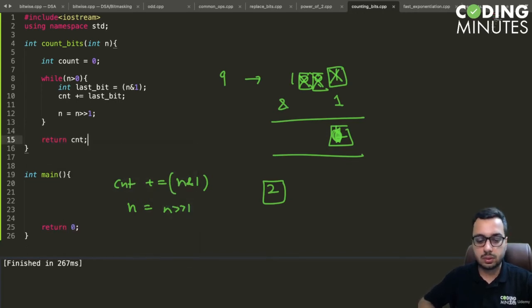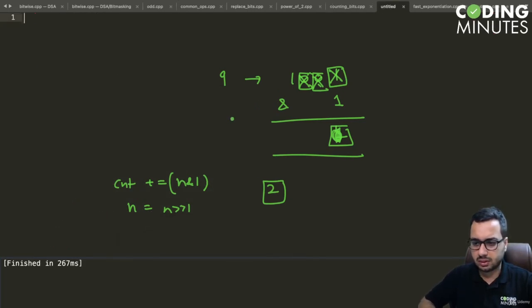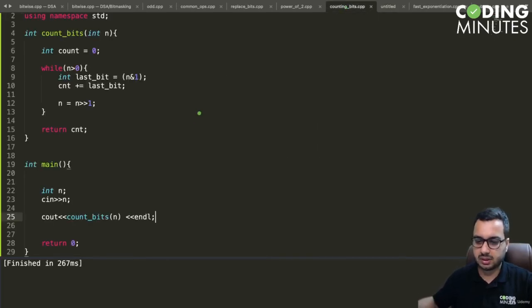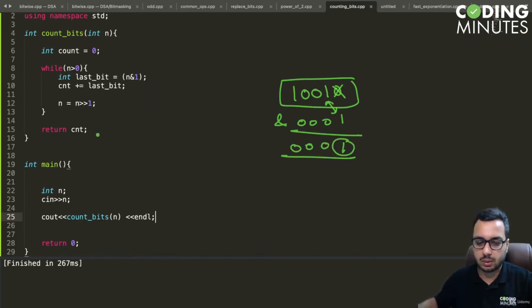So here we go. I can say int n, cin n, and I can say cout countBits of n. That's it. And I hope this is now clear to you. What we are doing is a very simple operation. Every time we are doing a right shift, so we do an AND here, this goes off, next time these two bits interact, and finally we will get a 1 here. So this 1 is added to the count.